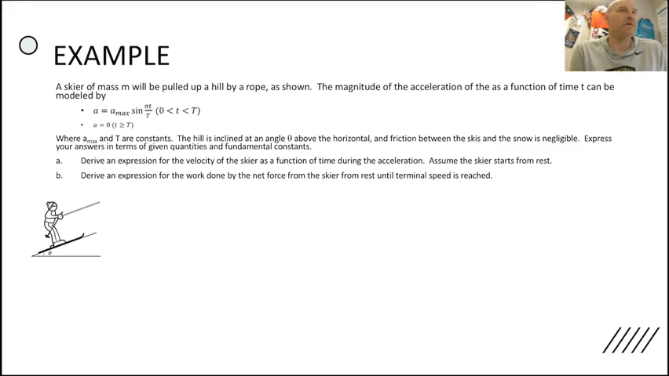So little t is our variable. Big T is the time when it reaches what they're calling terminal velocity or terminal speed. Okay. Hill is inclined at an angle theta above the horizontal. The friction between the skis and the snow is negligible. Express your terms in terms of given quantities and fundamental constants.